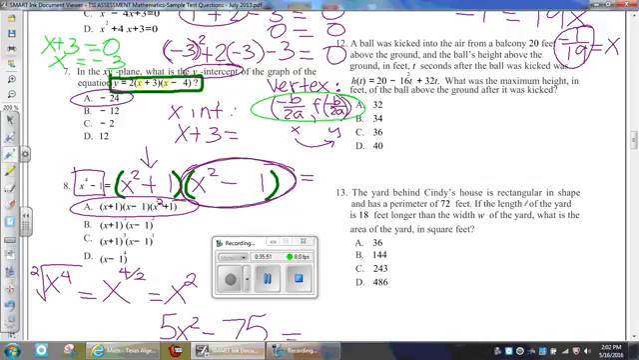Who could read it for me, please? Thank you. Go ahead, Tony. A ball was kicked into the air from a balcony 20 feet above the ground, and the ball is h feet above the ground t seconds after the ball was kicked. h(t) equals 20 minus 16t squared plus 32t. The square should be there. It's just a little typo. What was the maximum height in feet of the ball above the ground after it was kicked?